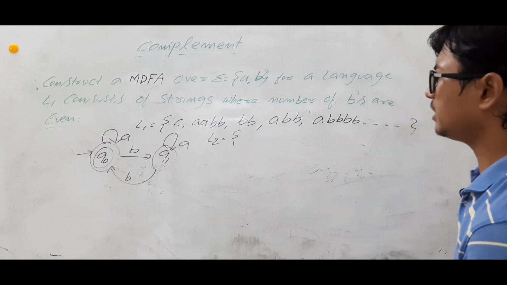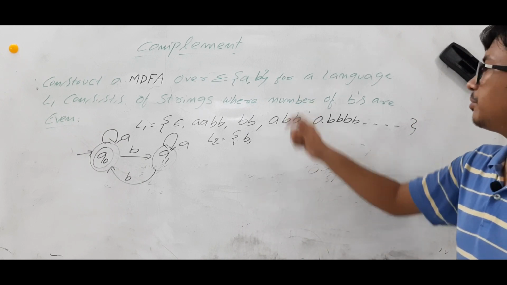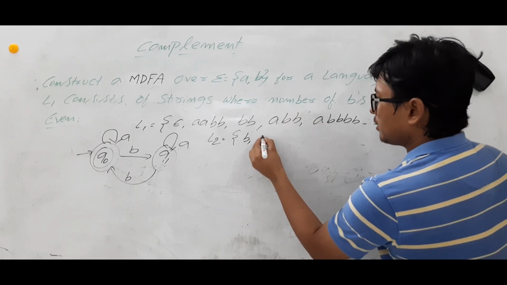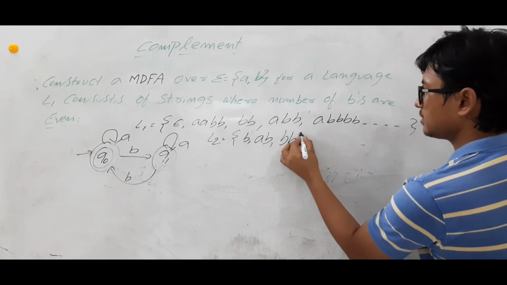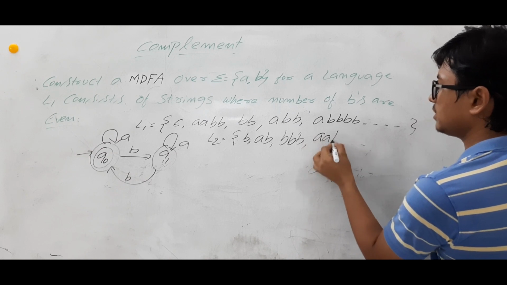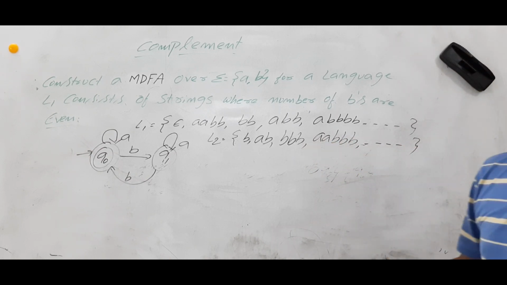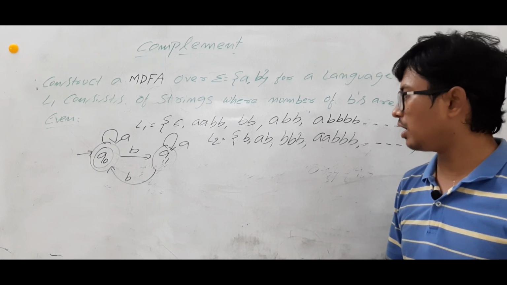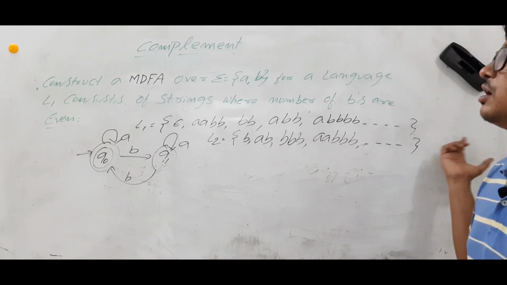The smallest string is B, because here an odd number of B's is required. Another one is AB. You can have 3 B's, or 2 A's and 3 B's. The simple restriction is that the number of B's should be odd. As the number of B's is odd, you can have a single B, 3 B's, 5 B's, all these things.